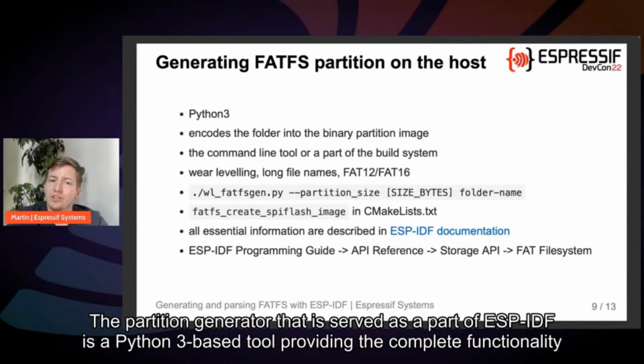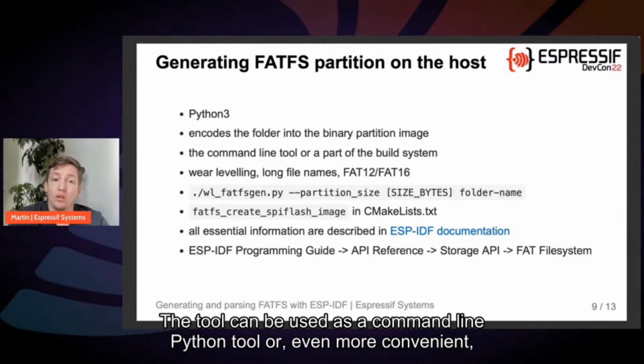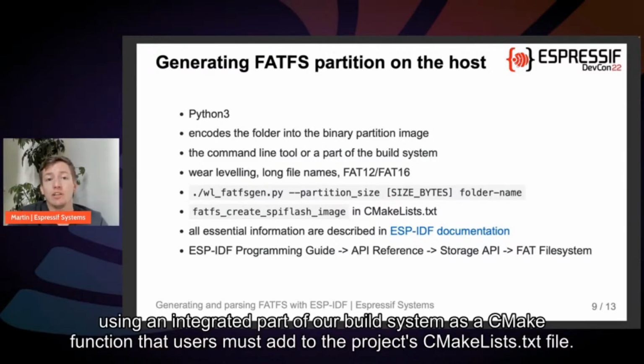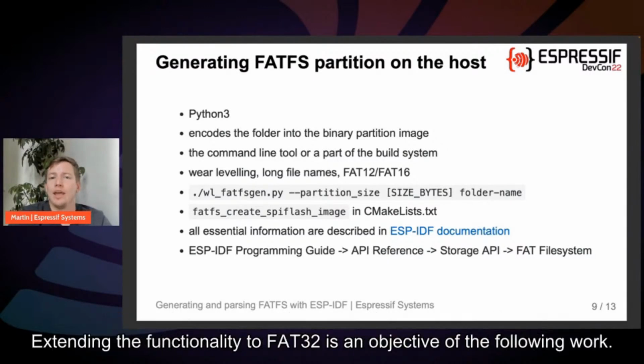The partition generator that is served as a part of ESP-IDF is a Python-based tool providing the complete functionality required for encoding a local folder on the host into the binary FAT file system image. The tool can be used as a command line Python tool, or, even more convenient, using an integrated part of our build system as a CMake function that users must add to the project's CMakeLists.txt file. The tool can generate images with already mentioned wear leveling, short or long file names, FAT12 and FAT16. Extending the functionality to FAT32 is an objective of the following work.